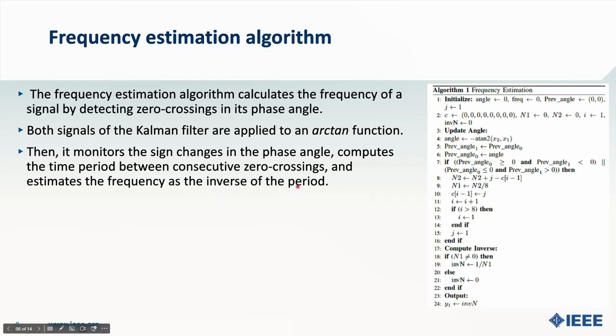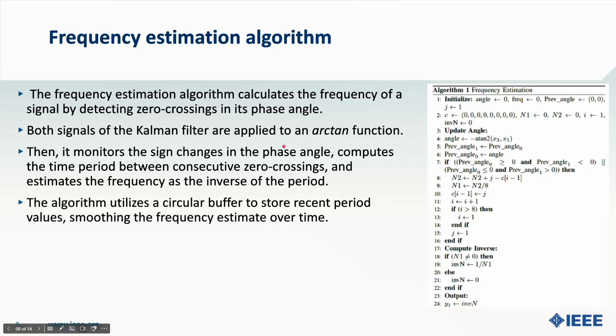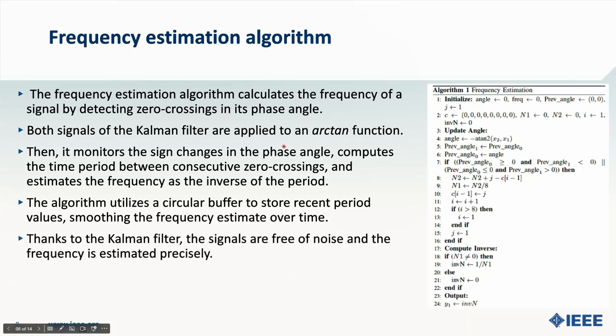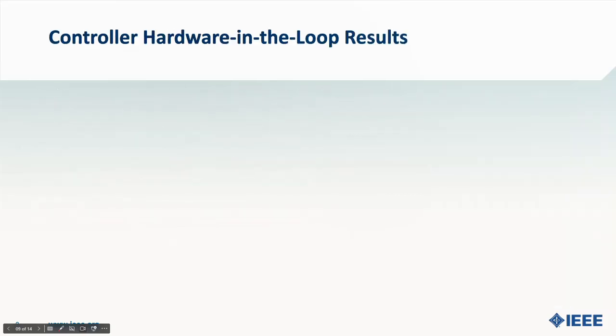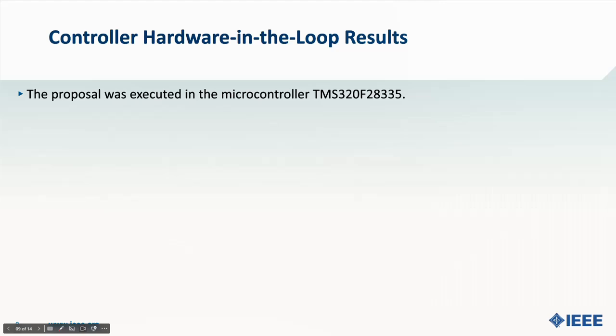Remembering that the zero crossing technique is a classical technique, but the signal must be really clean, and thanks to the Kalman filter this is achieved here in this proposal. The algorithm utilizes a circular buffer to store recent period values, smoothing the frequency estimate over time. And thanks to the Kalman filter, as I said, the signals are free of noise and the frequency is estimated precisely. Now, controller hardware-in-the-loop results.